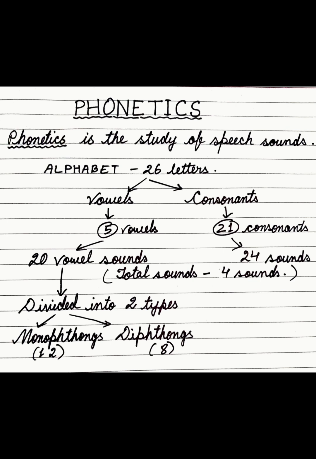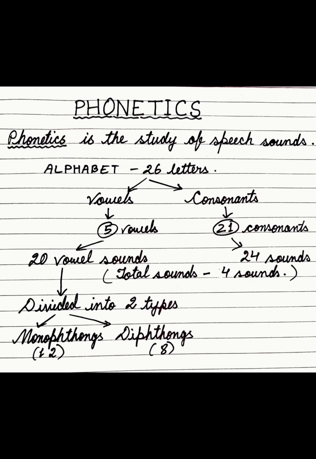So, what are vowels? How many vowels are there? There are 5 vowels. What are they? They are A, E, I, O, U. So, 5 vowel letters. Now look at the next point in the chart.